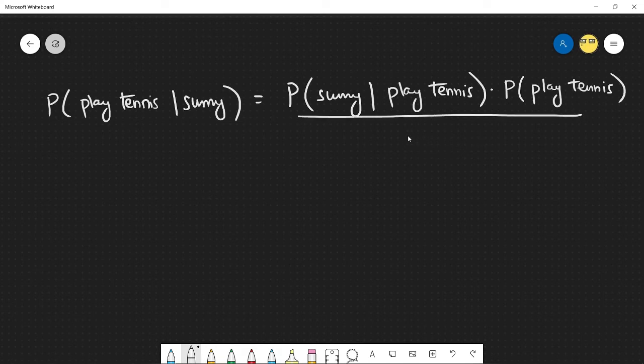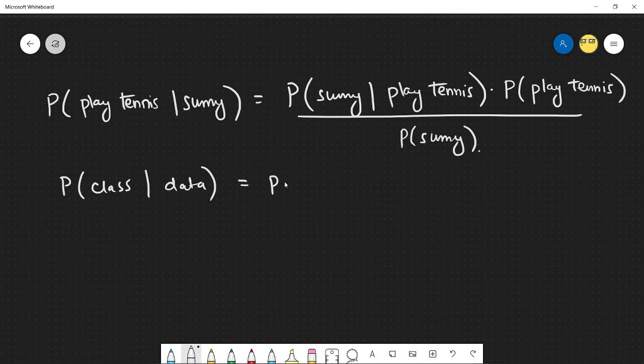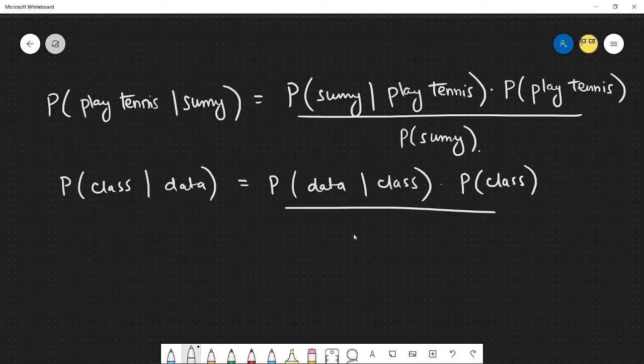Everything will be divided by the probability of it being sunny. So I can rewrite this in generalized terms: whatever class I'm predicting given some data is going to be the probability of my data given the class. So what is the probability that it is going to be sunny given that I'm going to play tennis, times the probability of my class, so it could be playing tennis or not playing tennis, divided by the probability of my data here.